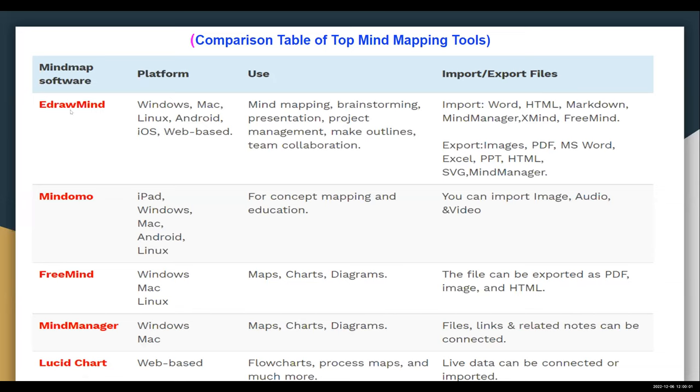The first mind mapping tool, AdroMind, you can use on the Windows platform, the Mac version, the Linux version, Android, iOS, and a web-based version is also available. You can use this tool for mind mapping, brainstorming, presentation, project management, making outlines, and team collaboration. The import and export files used for this tool are Word, HTML, Markdown, Mind Manager, XMind, and FreeMind.